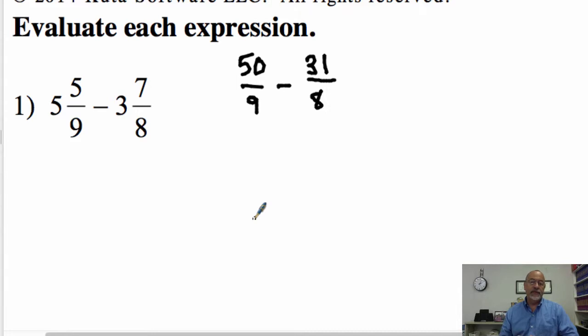I notice that the denominators are not the same, so I'm going to have to determine the least common multiple of the denominator numbers, which are 9 and 8. So counting by 9s and counting by 8s, what's the first number we come to? Now, if we have to prime factor it, we will. So we'll go ahead and do the prime factoring here so we can get the least common multiple.